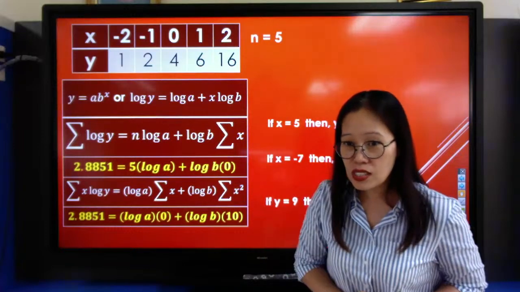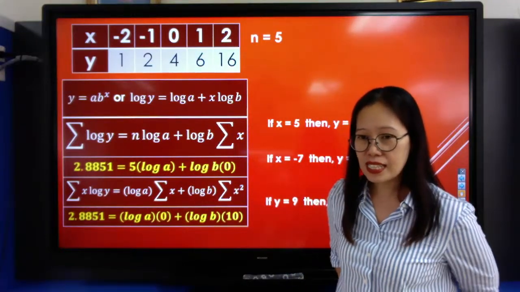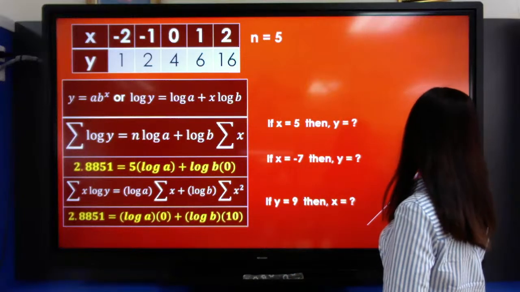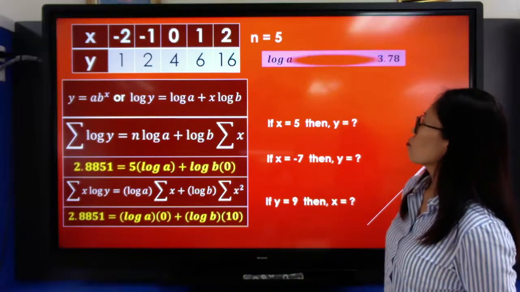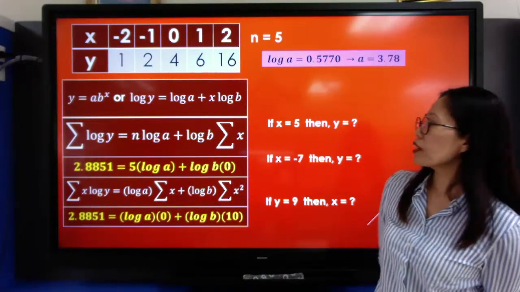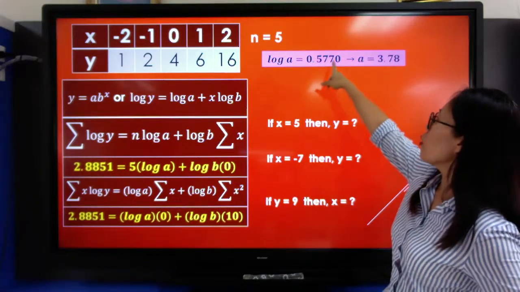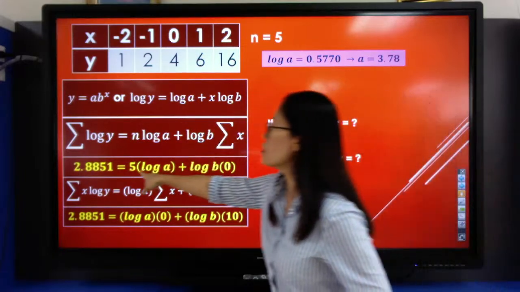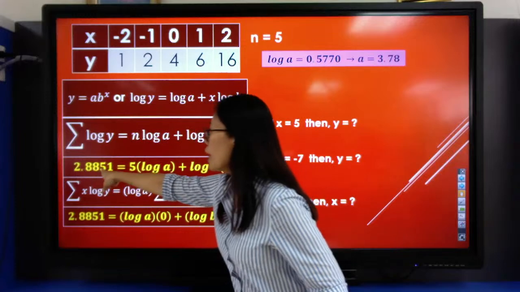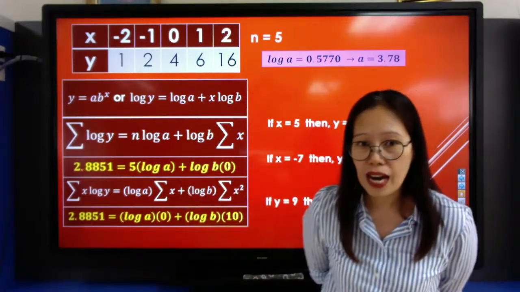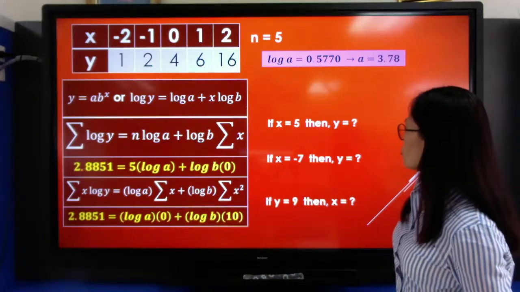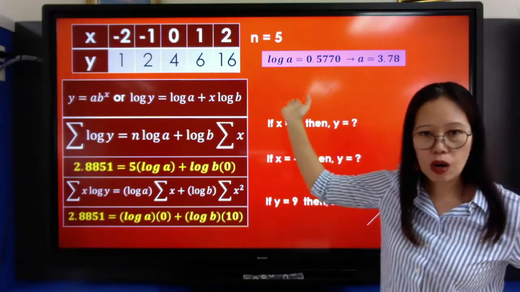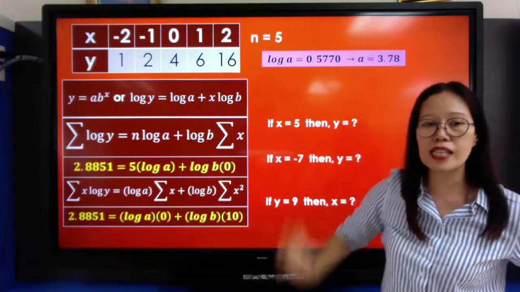So all we need to do is to divide, yes? We did this last time already. So what would be our A? Logarithm of A equals 0.5770. How did we get this? All we need to do is to divide 2.8851 by 5. Yes. And then we will get 0.5770.